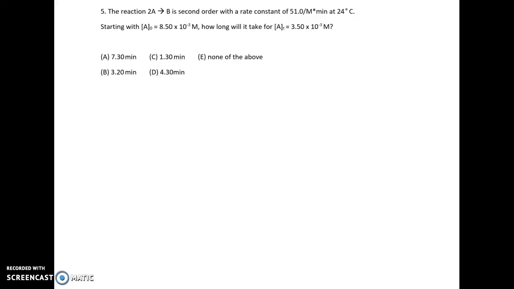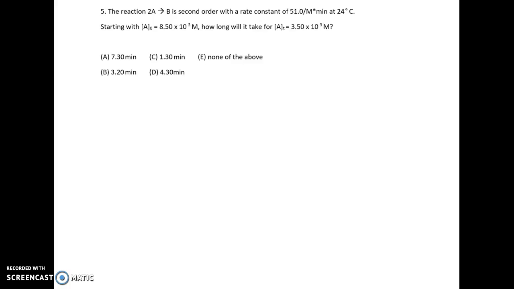Alright, so this is problem number 5 for the extra credit of exam 2, and it is problem number 5 also in exam 2. And it reads as follows. The reaction A yields B is second order with a rate constant of 51 per molar per minute at 24 degrees Celsius. Starting with the initial concentration of A of 8.50 times 10 to the negative 3 molar, how long will it take for the final concentration of A to equal 3.50 times 10 to the negative 3 molar?